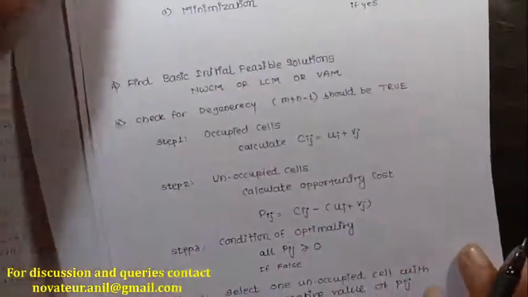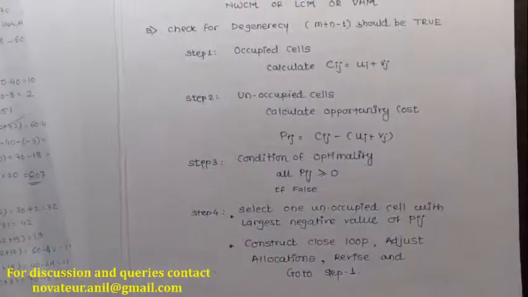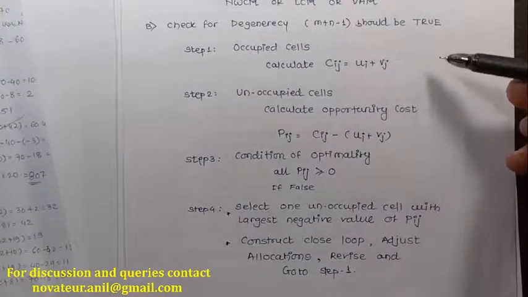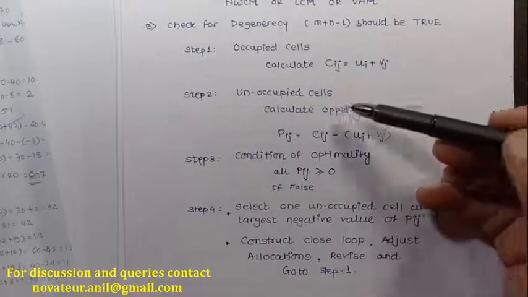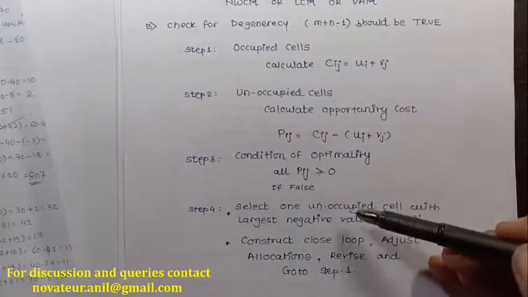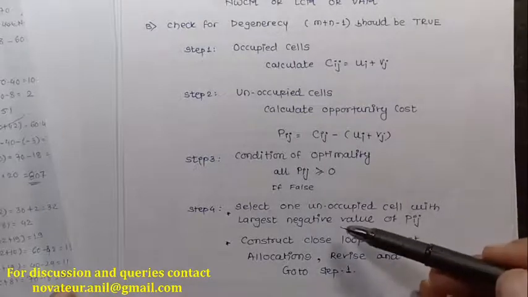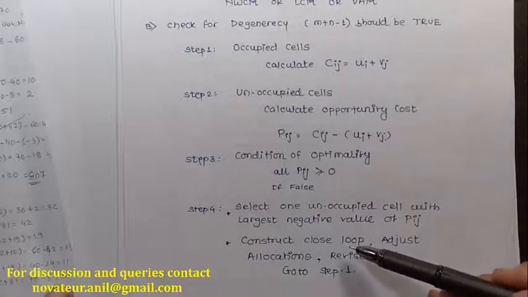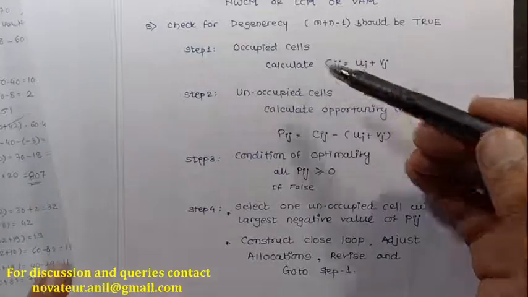So I'll just show you the final picture of it, how it looks like. This is the algorithm that you need to follow. That's occupied cells, this formula, unoccupied cell, and then we have to check the condition of optimality, and if it is not optimal, select the unoccupied cell with the highest value and then construct a loop, adjust the allocations and revise and go to step 1 again here.